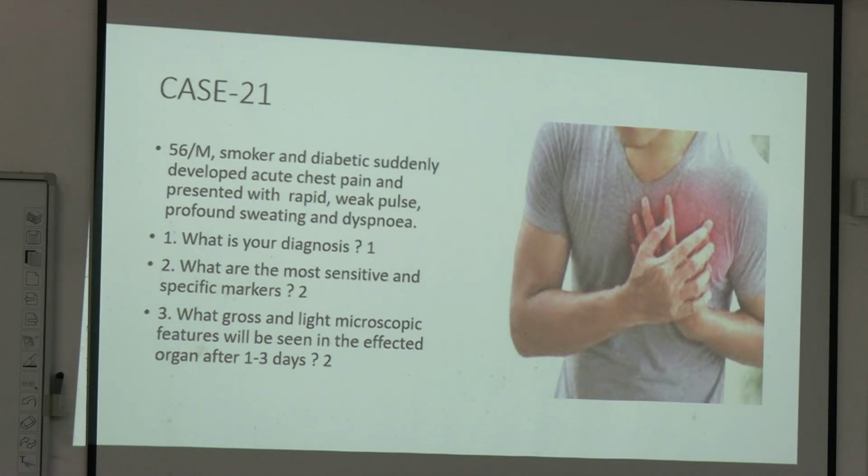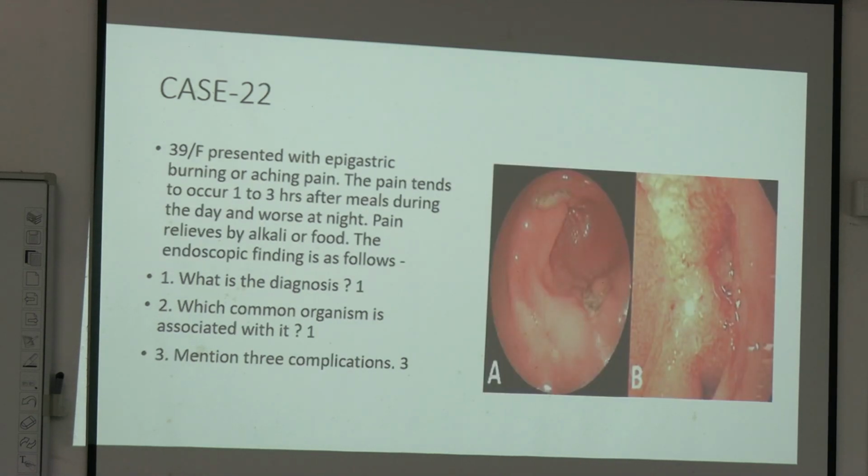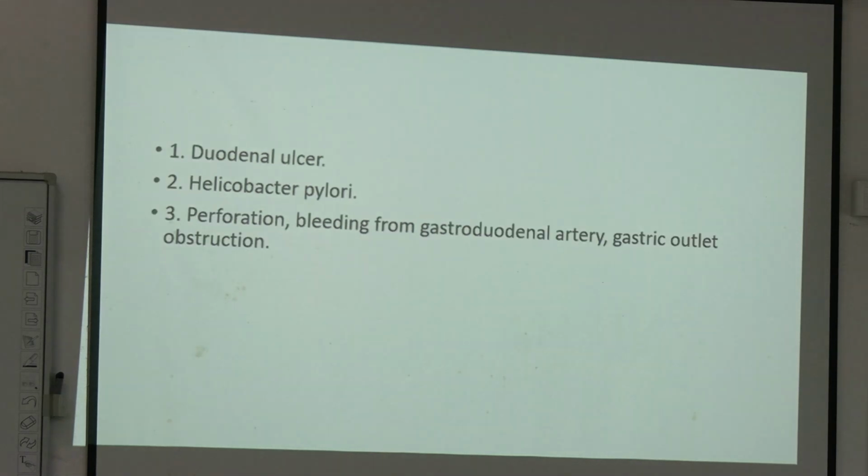It is not needed, myocardial infarction has not been taught. Case 22, 39 female presented with epigastric burning or aching pain. Pain tends to occur 1 to 3 hours after meals, during the day and worse at night. Pain relieved by alkali or food. What is your diagnosis? Duodenal ulcer. Peptic ulcer, duodenal. Which organism is commonly associated with it? H. pylori.